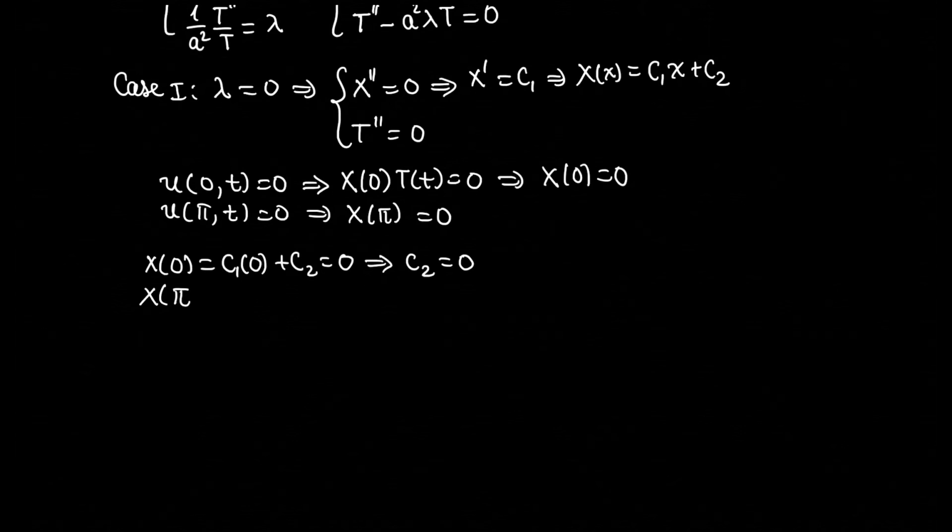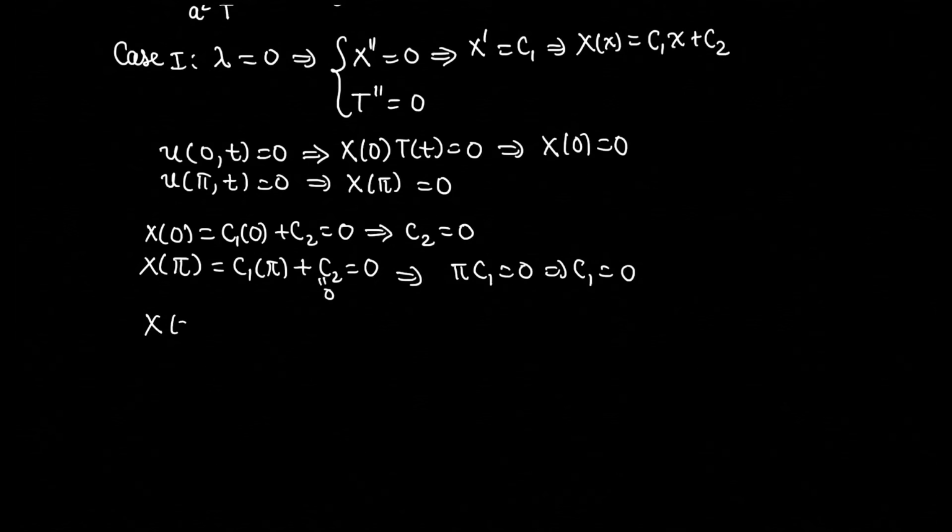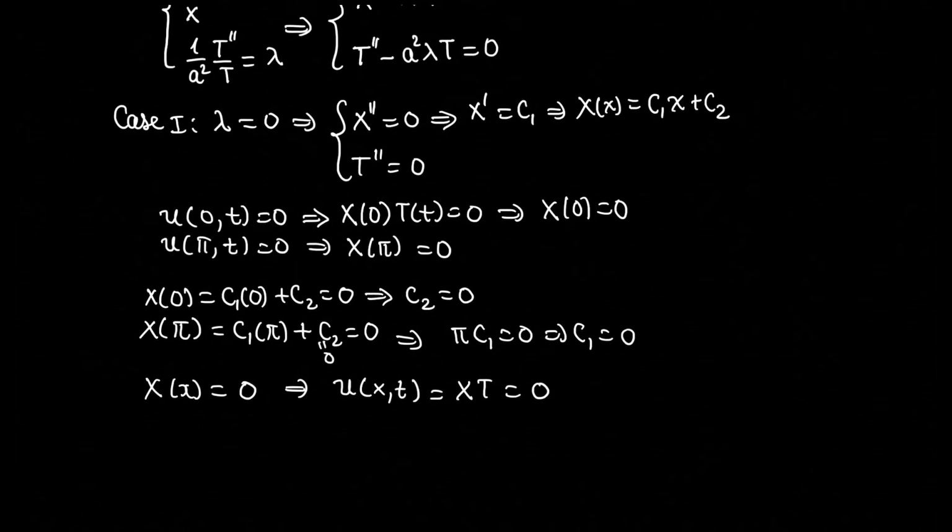X(pi): when you use pi, c1 times pi plus c2 has to be equal to 0. But c2 we found is already 0. So we just end up with pi c1 equal to 0, then c1 is 0. That means X is c1 x plus c2, but both of them are 0. Then the solution u(x,t) is just X times T, which is just 0. This is the first case.